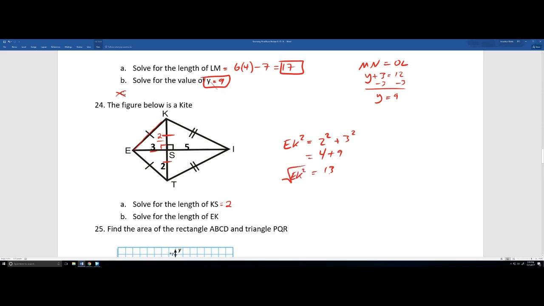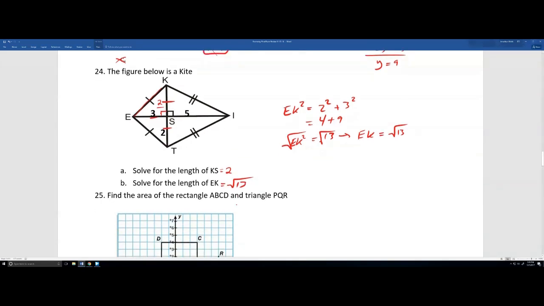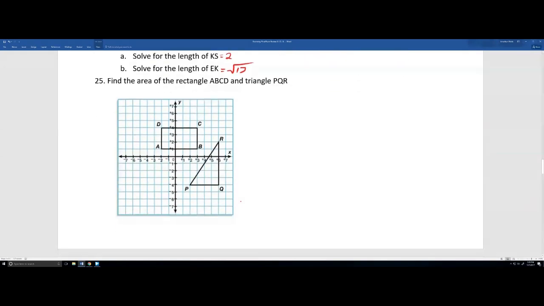And then don't forget to square root both sides. So EK equals square root of 13. If you want, you can go ahead and approximate, get a decimal, that's fine. Okay. All right, number 25.